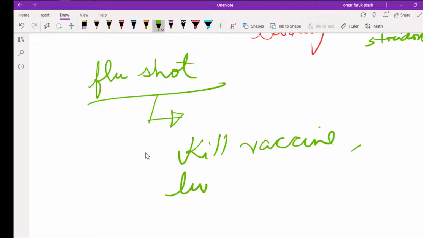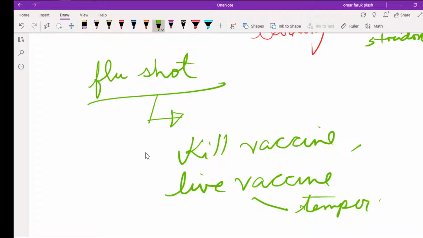But live vaccine should not be given intranasally because it is temperature sensitive, so it can develop in the upper airway. You should not give it intranasally, as it is destroyed by the lung.